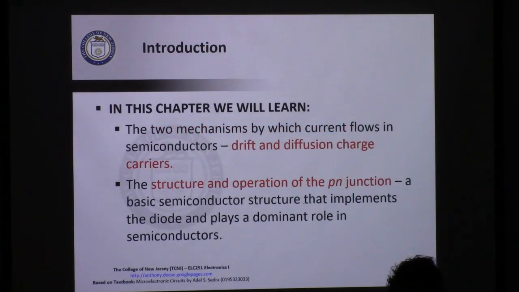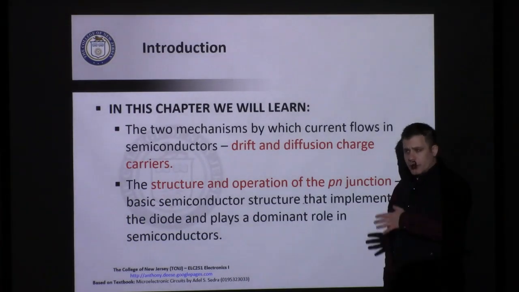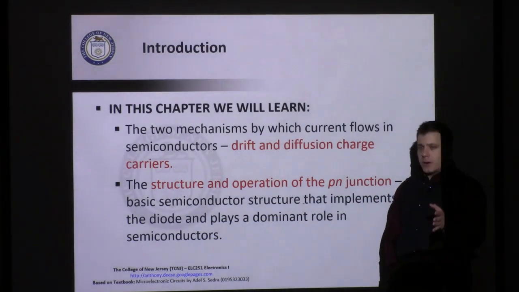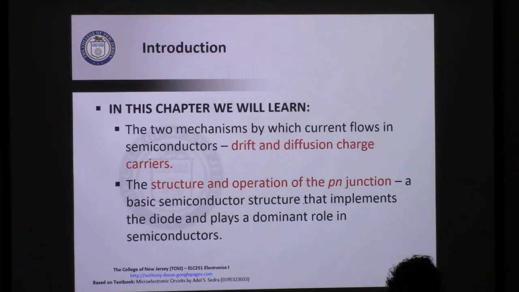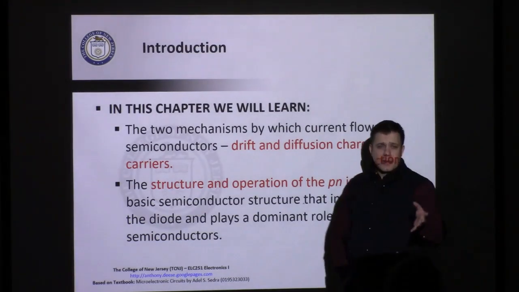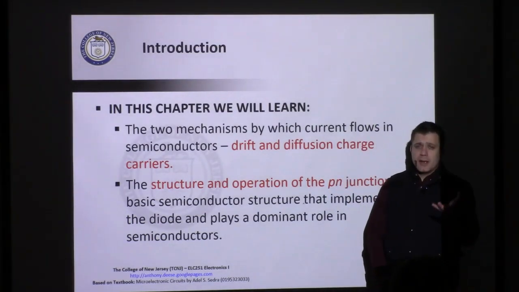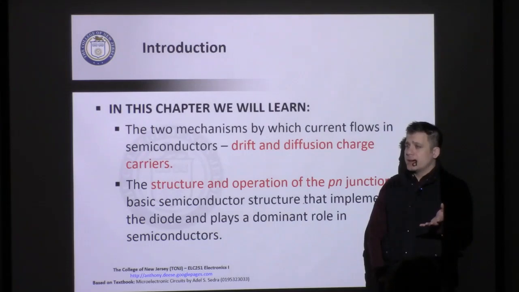We're going to talk about the different mechanisms by which current flows inside of a semiconductor, drift and diffusion current, which are carried by drift and diffusion charge carriers. We're going to talk about the structure and operation of a p-n junction. That's really the example that we use as the basis for discussing semiconductors. And that makes sense because it is the simplest and most basic semiconductor device.